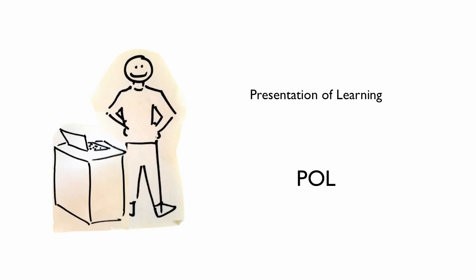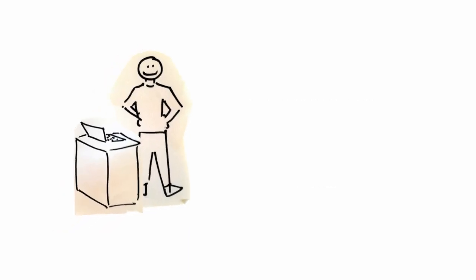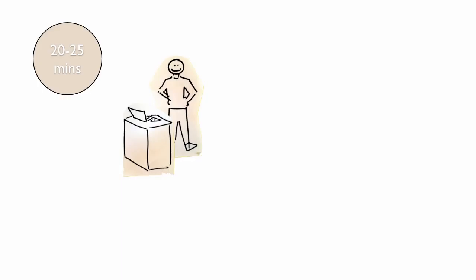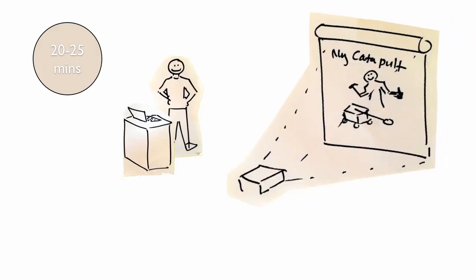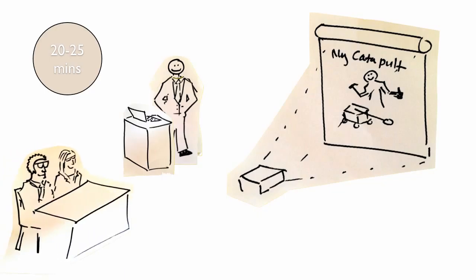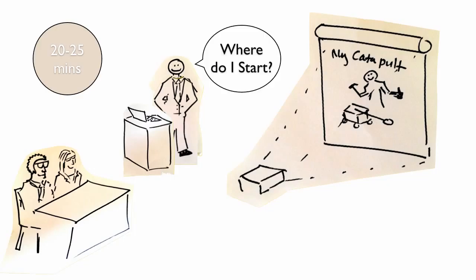So let's talk about what a POL looks like. First of all, there's you, and you're going to be spending about 20 to 25 minutes making a presentation. And so there'll be a projector with your work behind you, and you'll be dressed up in your besties, and there'll be some teachers there, as well as some other students, and perhaps even some parents there to check out your presentation. But probably the big question is, where are you going to start?